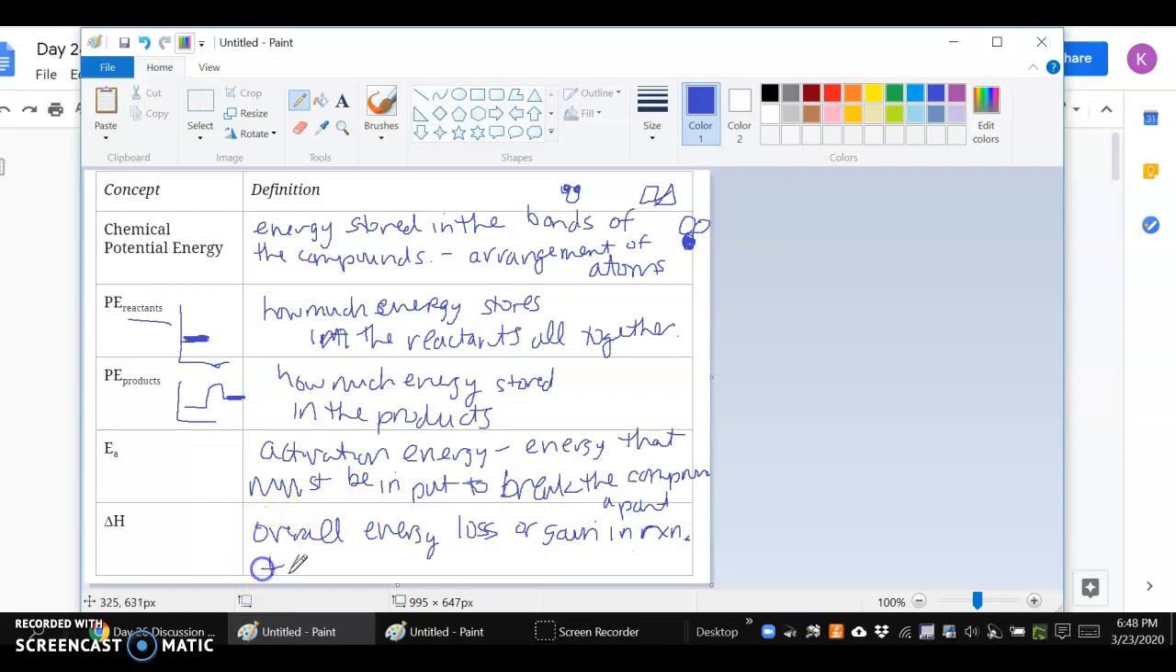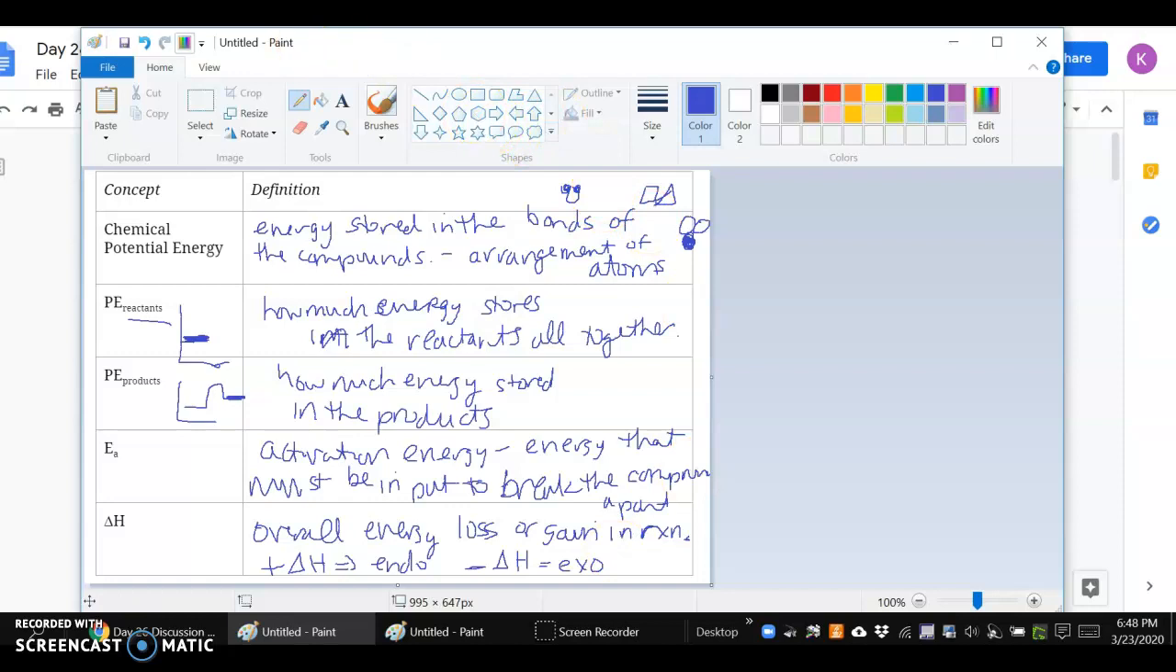If it's a positive delta H, it's endo, and if it's a negative delta H, it's exo, right? So positive delta H would mean I put in more than I got back. A negative delta H would mean I got out more than I put in originally. That's going to make it a negative delta H, okay?